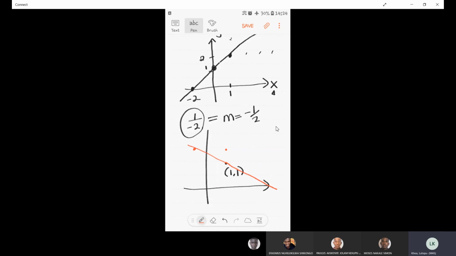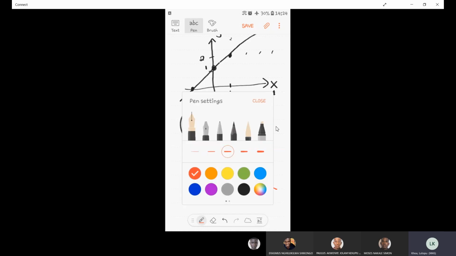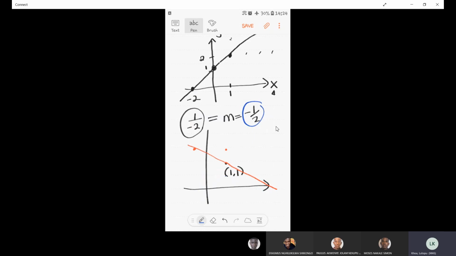Then you could also look at it in the other way. You say it's this one, so I'll move 1 unit down and then 2 units to the right. You'll end up here, and if you connect them, you see it's still the same line.